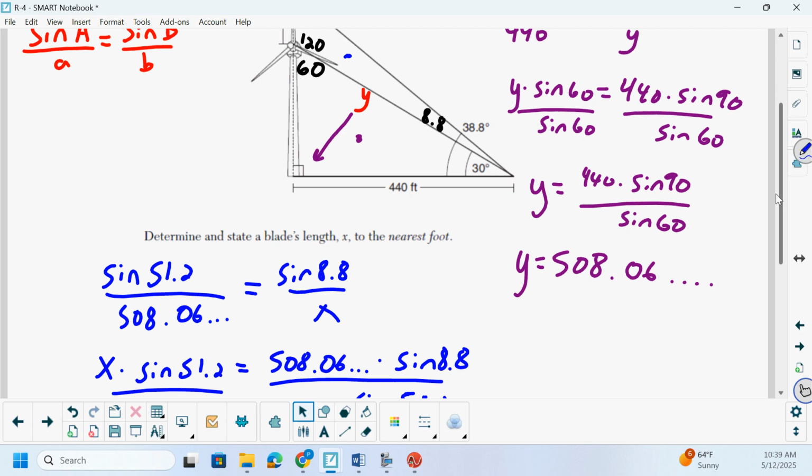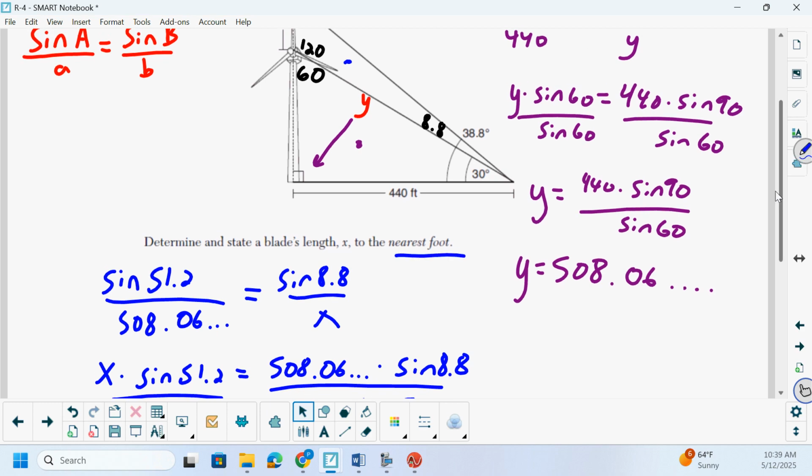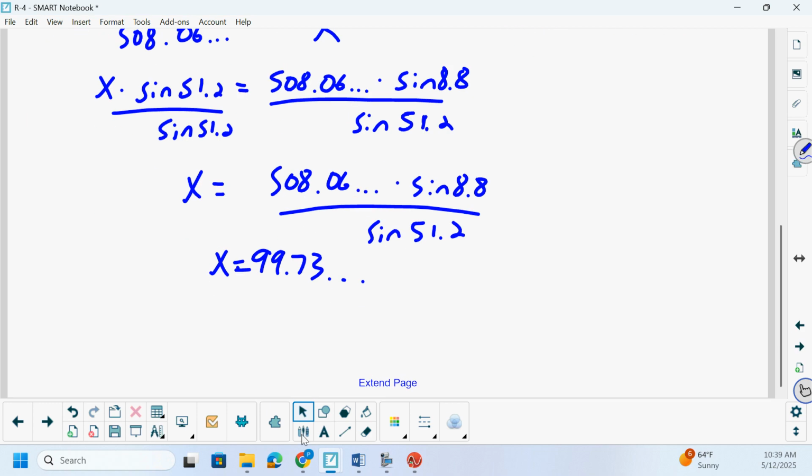And if we check where we want to round to, they want us to round to the nearest foot. So the 7 after the decimal point bumps us up. So 99 will get bumped up to 100 feet.